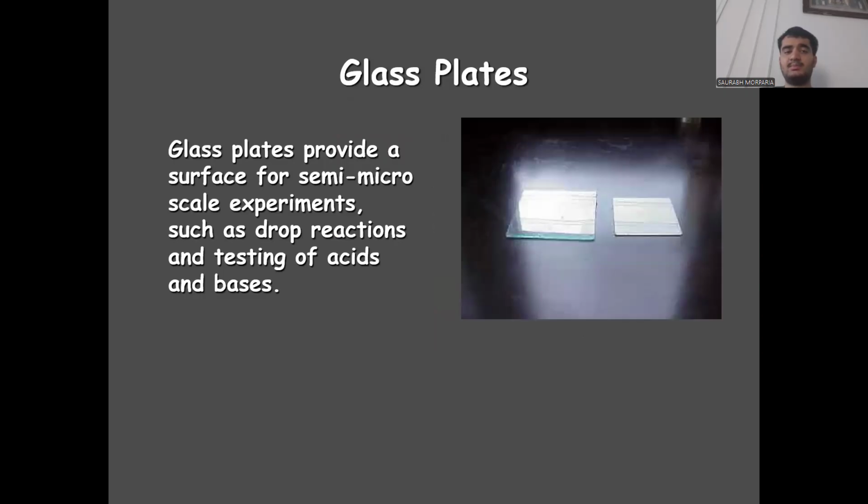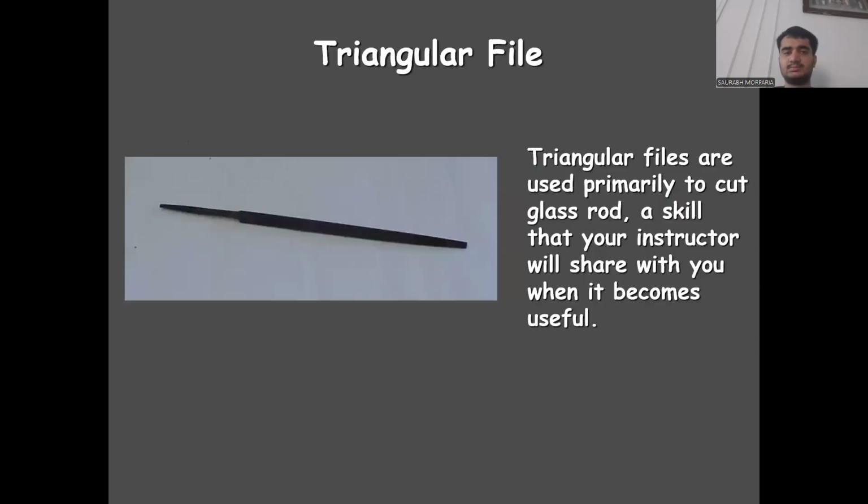Glass plate provides a surface for semi-micro scale experiments such as drop reactions or testing of acids and bases. Triangular files are used primarily to cut the cloth or scale that your instructor will share with you when it becomes useful.